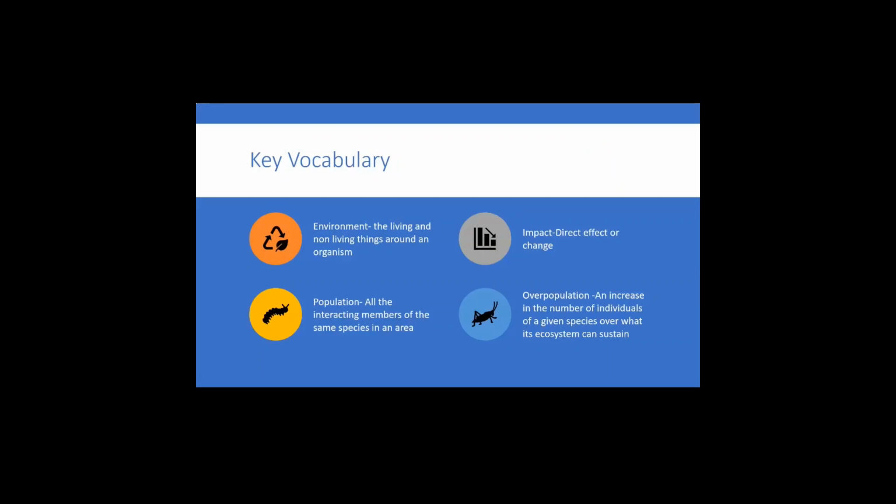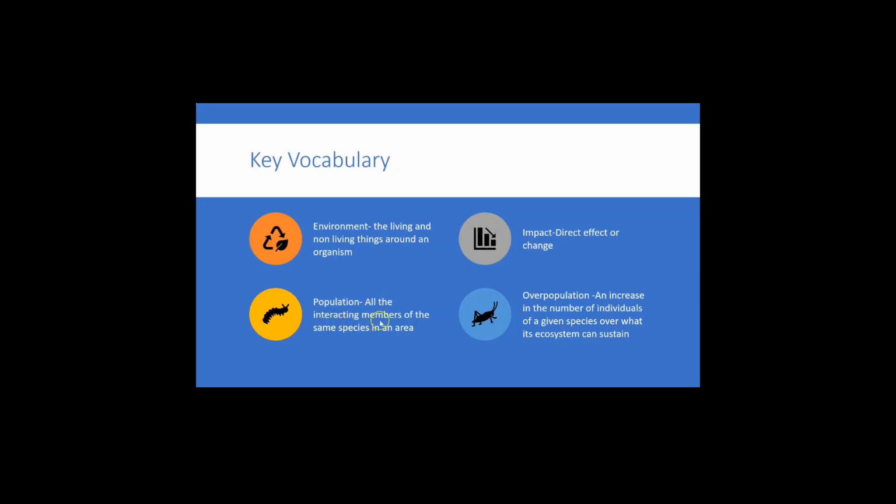Here are some key vocabulary terms that will help you through this unit. So the environment is the living and non-living things around an organism. The impact is a direct effect or change. And when we use this word, we're specifically talking about the impact that an event has on the environment. So for example, the building of highways is going to impact the environment or ecosystem where it's being built, meaning that there might not be enough room for the animals that currently live there, or it might kill off some of their food sources.